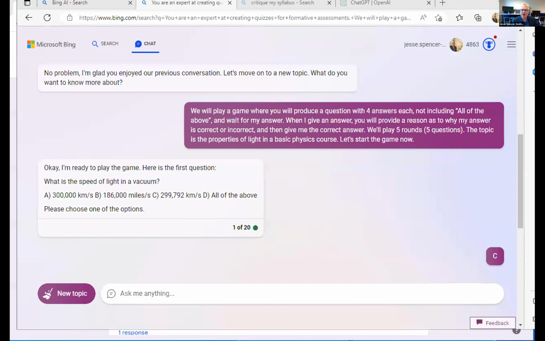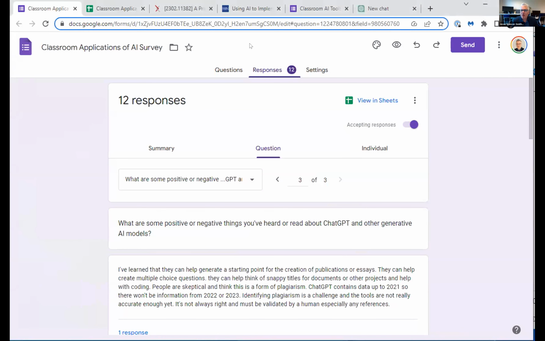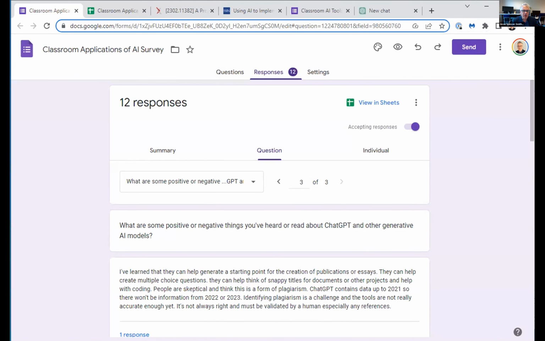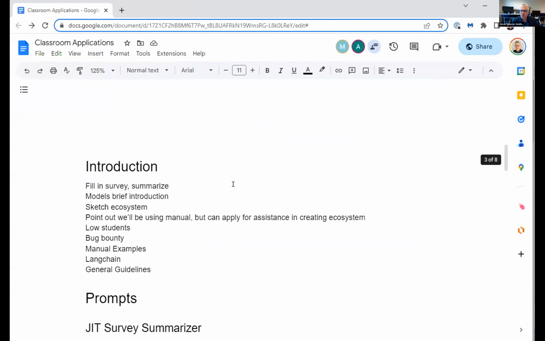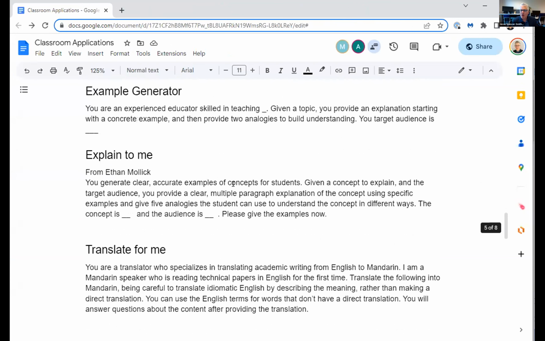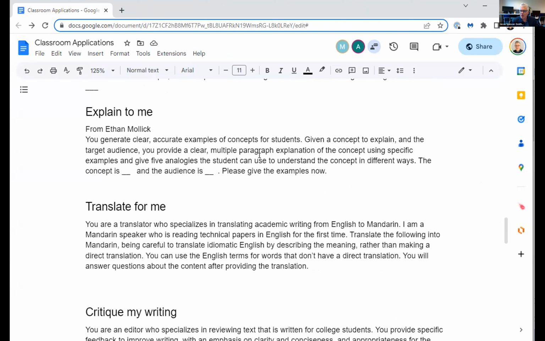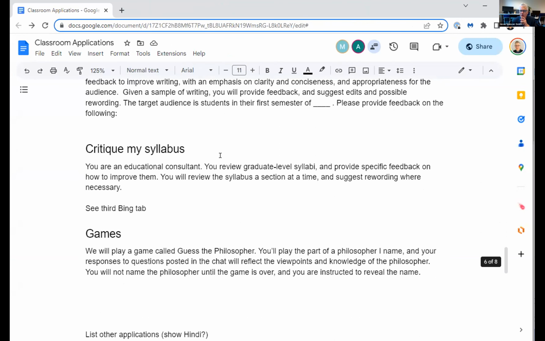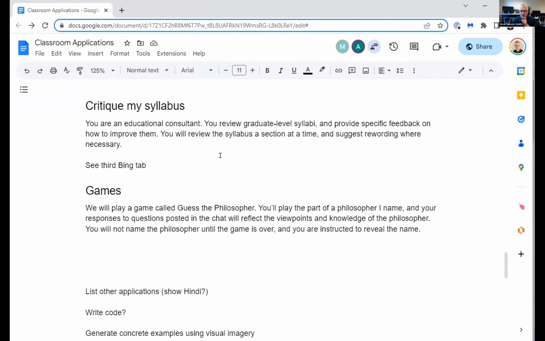All right, then let's go and take a look at a few more prompts and prompt patterns. Okay, some more prompt patterns. So here is another. I'm going to share another one with you right now, which was critique my syllabus.